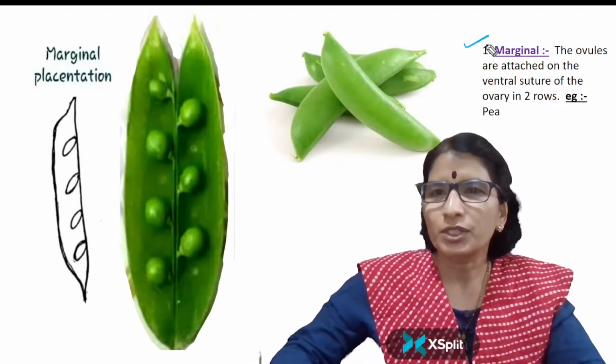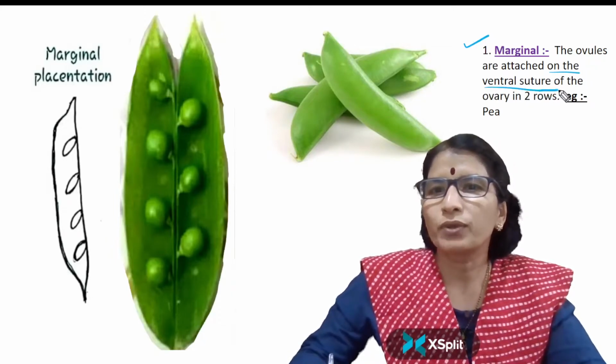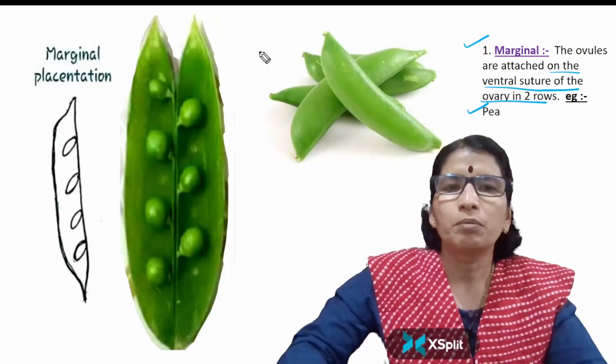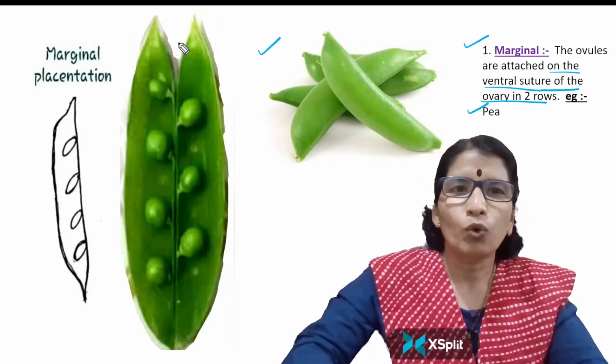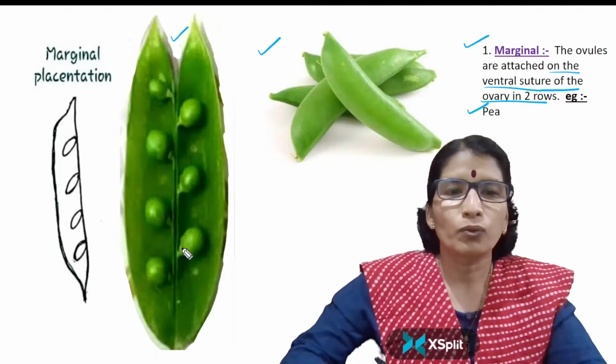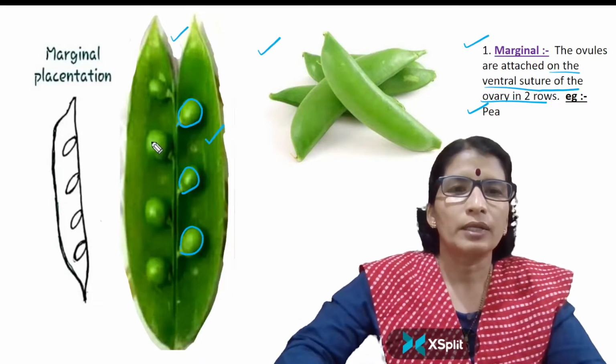The first one is marginal presentation. In this, the ovules are attached on the ventral suture of the ovary in 2 rows. Best example is pea. Pea means, you know everyone, Botany. This is Botany fruit. When we open Botany fruit, the view is like this. So here in this you can see 2 rows of seeds arrangement. These 3 seeds are attached to this part and these 4 seeds are attached to this part.